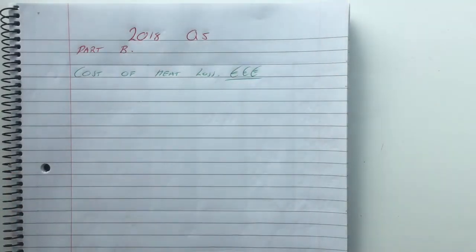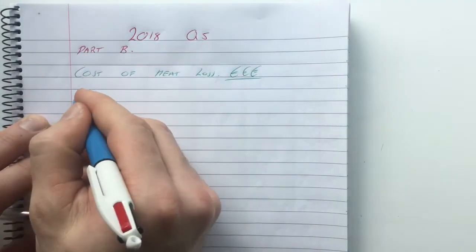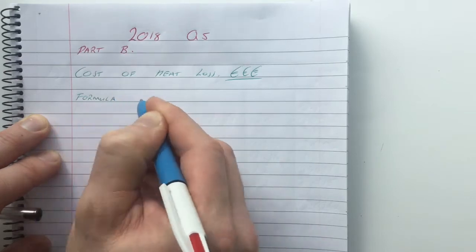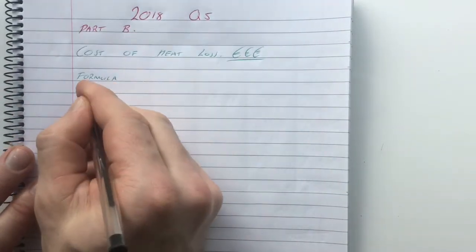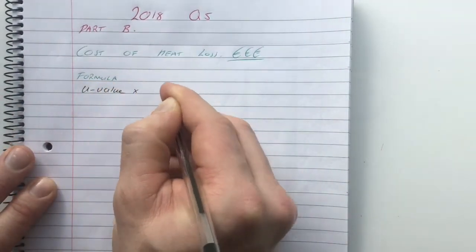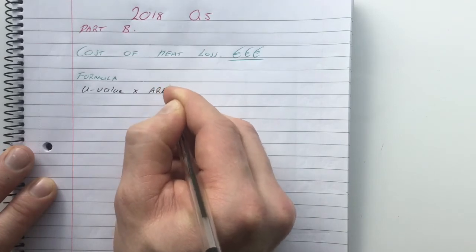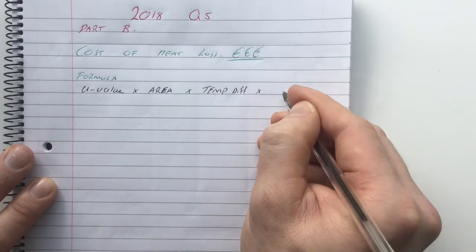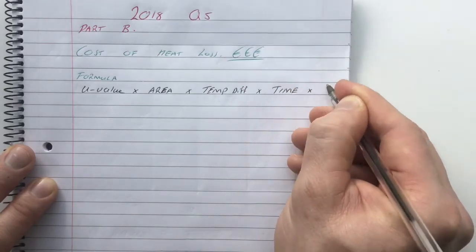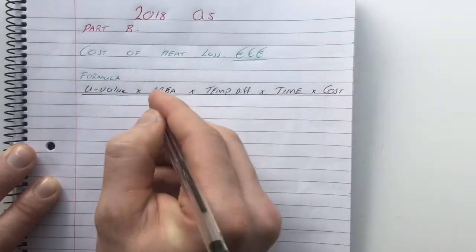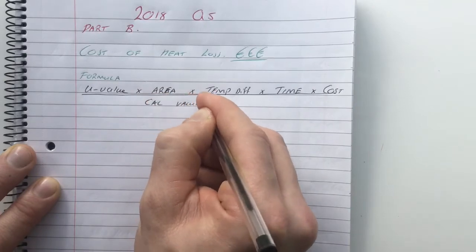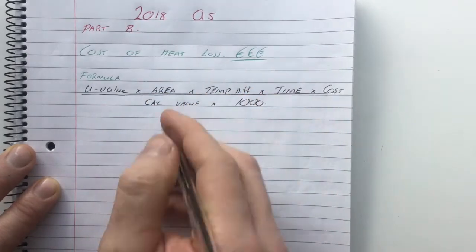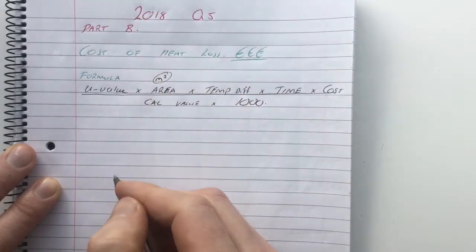Part B of the question asked me to calculate the cost of heat loss through this uninsulated concrete ground floor. The formula on the day of the exam must be learnt off. It's U value multiplied by area, multiplied by the temperature difference between inside and outside, multiplied by the time that the heat is on for, multiplied by the cost, divided by the calorific value of oil, multiplied by 1000. This formula must be remembered for the exam.